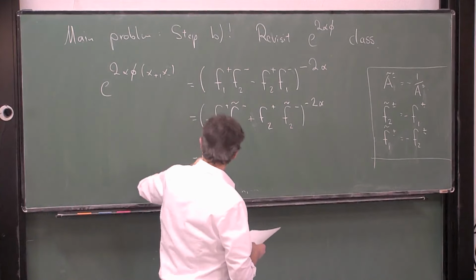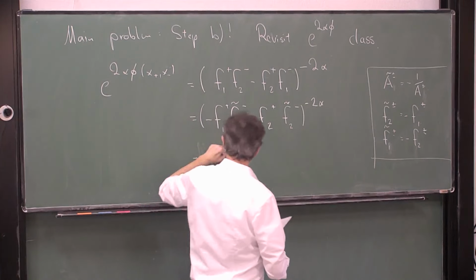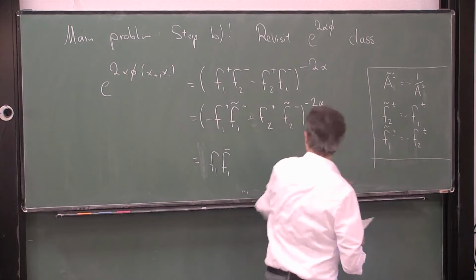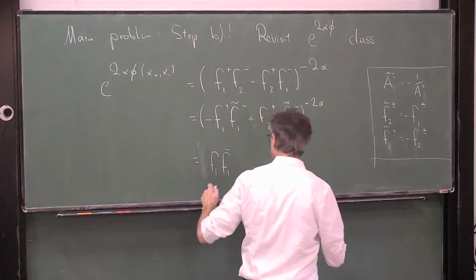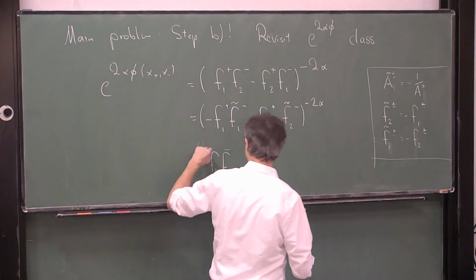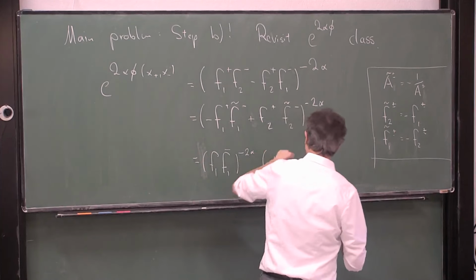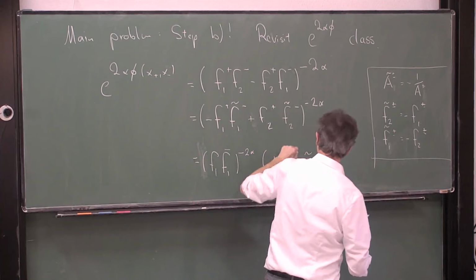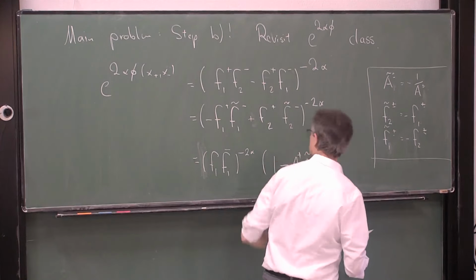And then we observe that we can factor out, maybe. The point is to note how it depends on this A, which we call the screening charge, and which plays an important role in free field representation and also in many other contexts. So we can write it like this: 1 minus A tilde plus-minus, to the power minus 2 alpha.